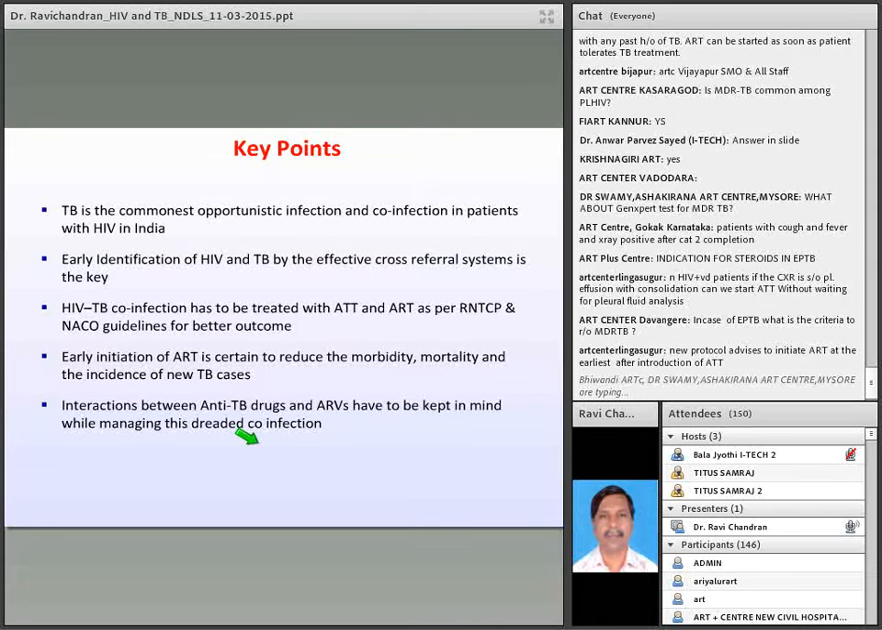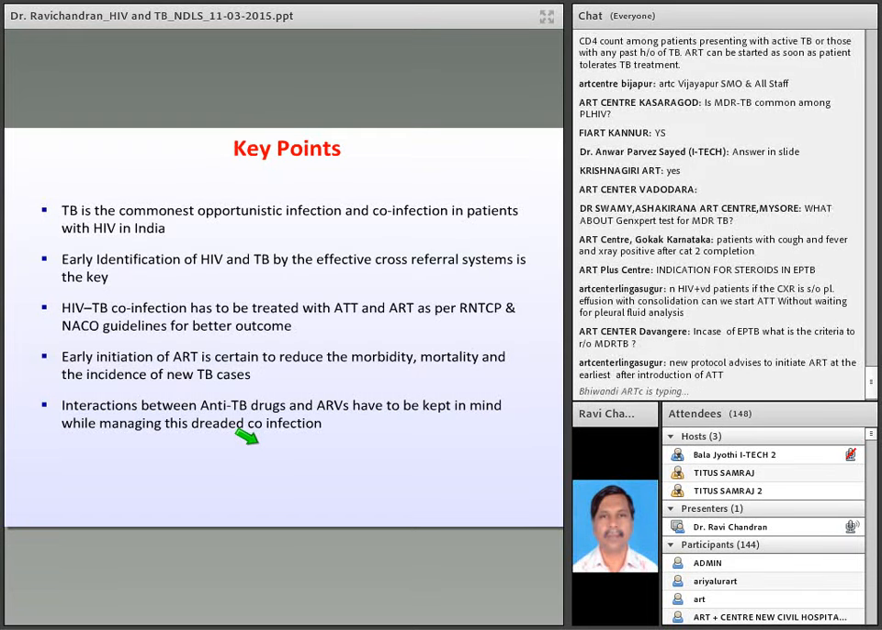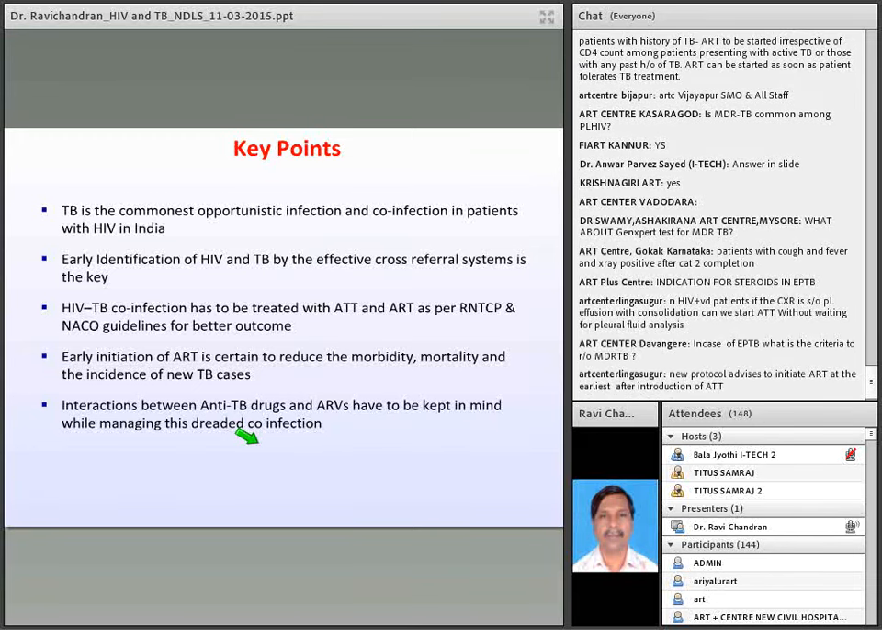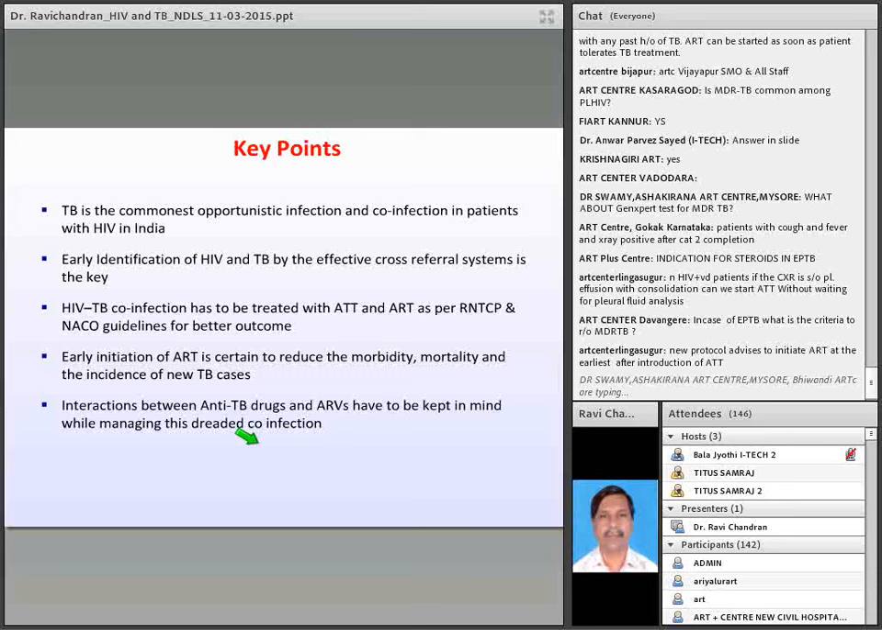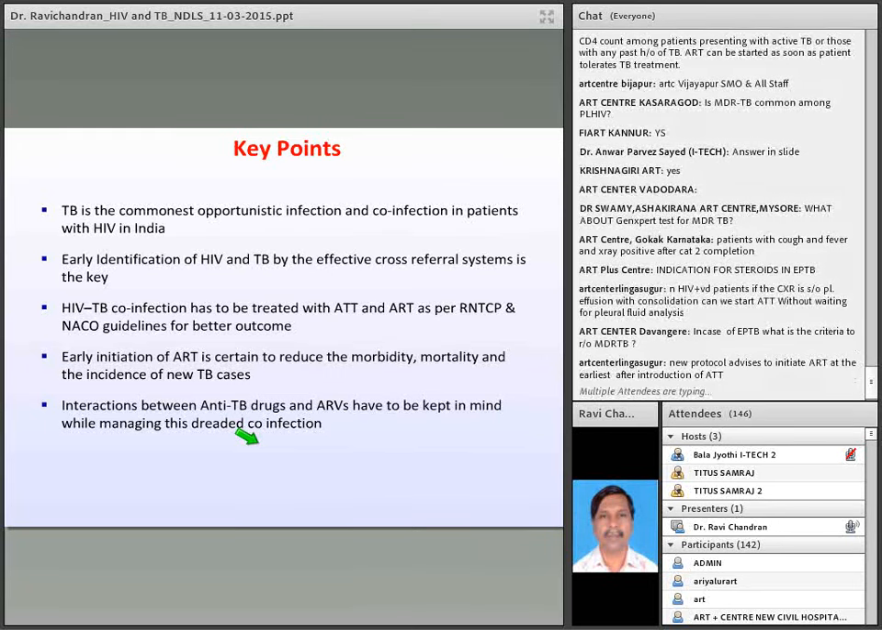So, these are the key points at the end of the session I have to emphasize. TB is the commonest opportunistic infection and co-infection in patients with HIV in India. Early identification of HIV and tuberculosis by an effective cross-referral system is the key. HIV-TB co-infection has to be treated with anti-tuberculosis treatment and ART as per RNTCP and NACO guidelines for better outcome.